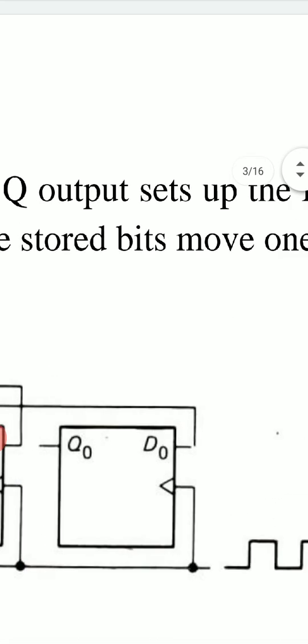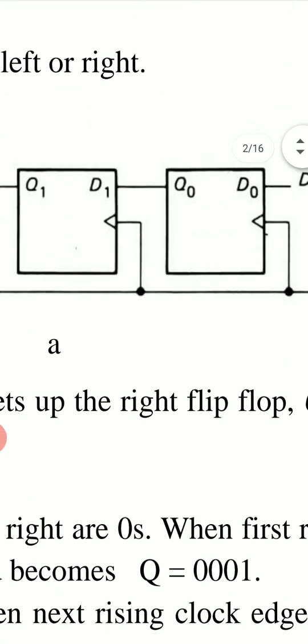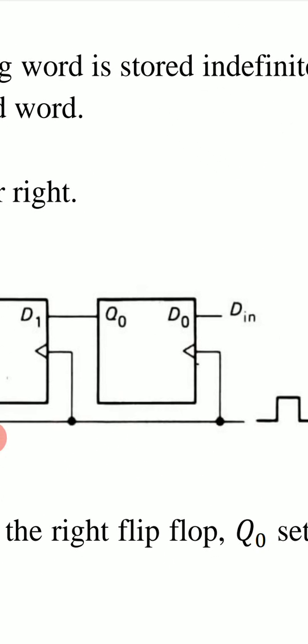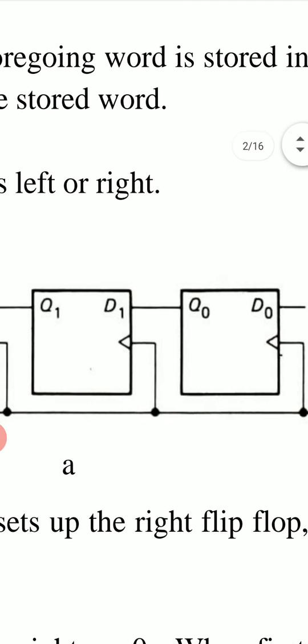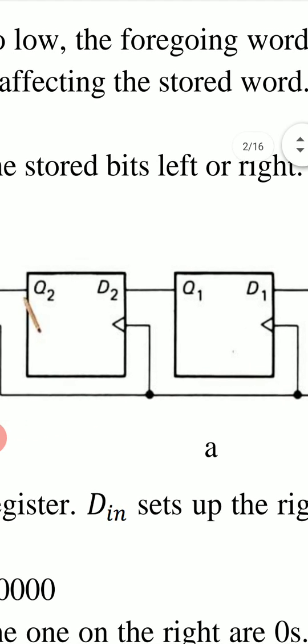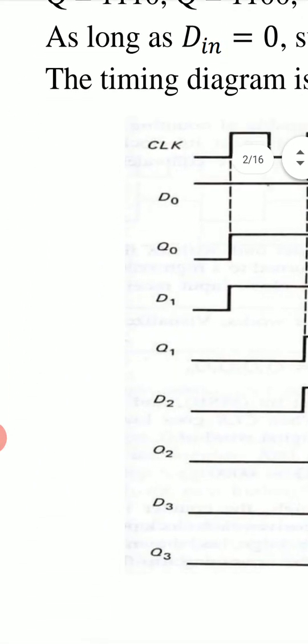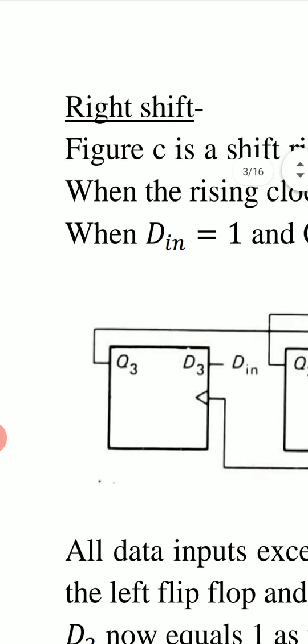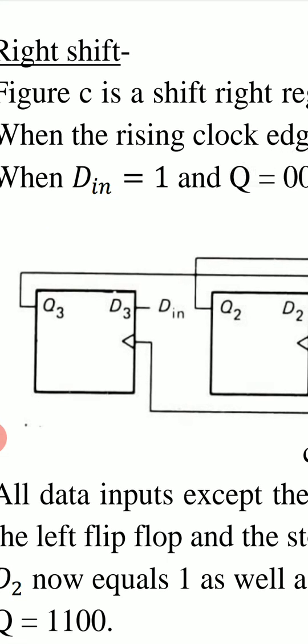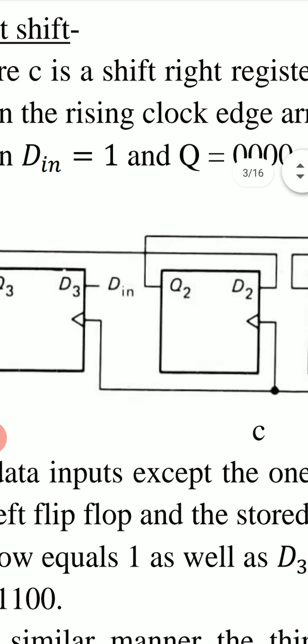So in the shift left register, the output of a D flip-flop goes to the input of the next D flip-flop, and so on. This is the shift left, and in the shift right we do this. The output of each D flip-flop goes to the input of the preceding D flip-flop. The output of a D flip-flop goes to the input of the previous D flip-flop.